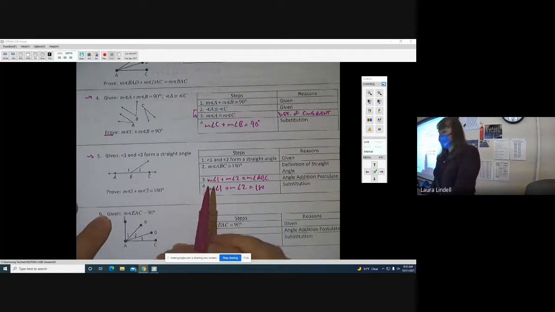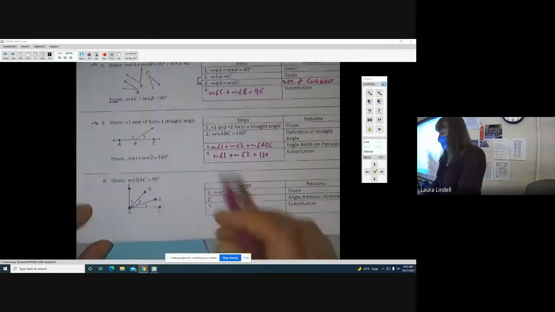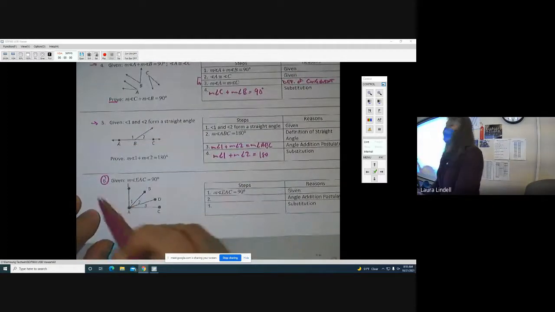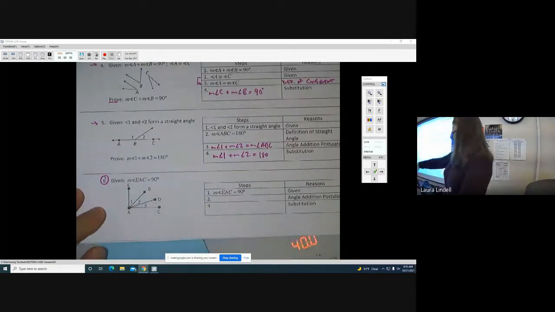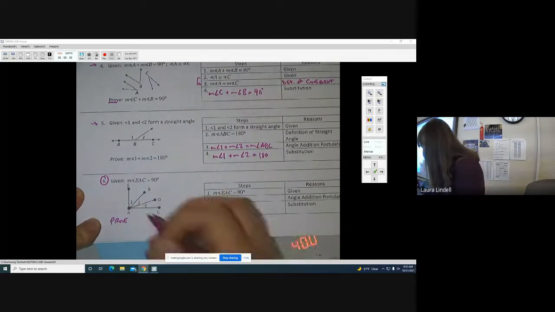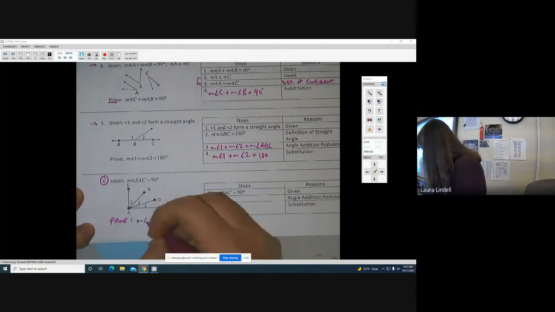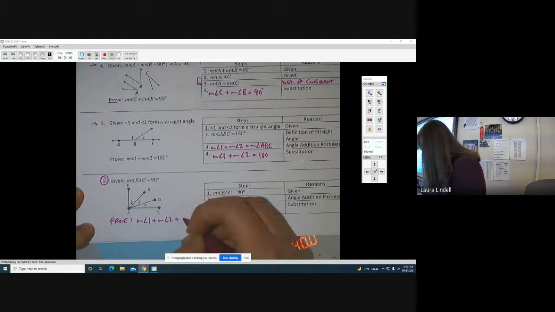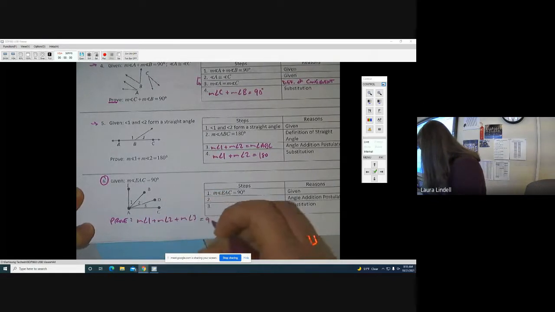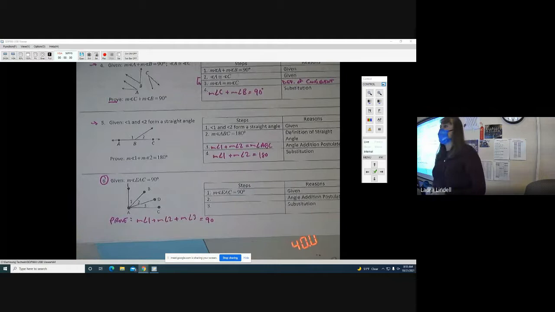All right, so tonight's homework. You have 2 and 3 from up top. On number 6, there's a typo. It's something that got moved to the next page. It should say prove that measure of angle 1 plus measure of angle 2 plus measure of angle 3 equals 90. That's what it should say at the bottom, but it got cut off. So sorry about that. So from this page, 2, 3, and 6 are part of your homework.